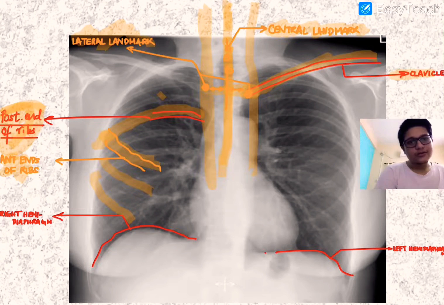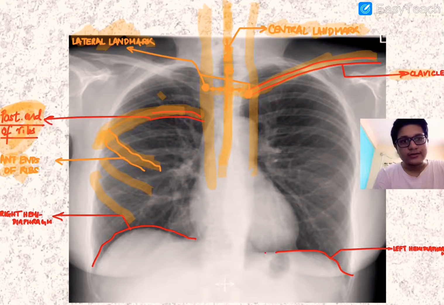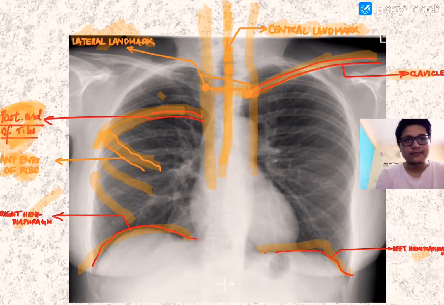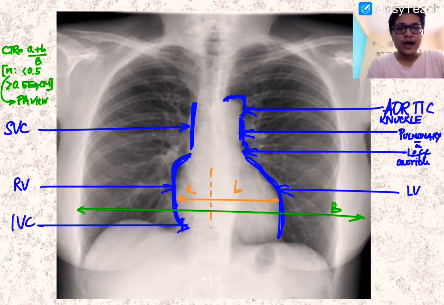The chest X-ray beam is going from the posterior to the anterior side, and that's why this is appearing more prominent. So these are the posterior ends of ribs, these are anterior ends of the ribs, and these are the two hemidiaphragms, the right hemidiaphragm and the left hemidiaphragm. Okay, now let's move on to the heart shadow. Okay, so you know that there are two borders, the right heart border and the left heart border. Okay, so this portion represents the superior vena cava, this will represent the right ventricle, and this small portion over here will represent the inferior vena cava.